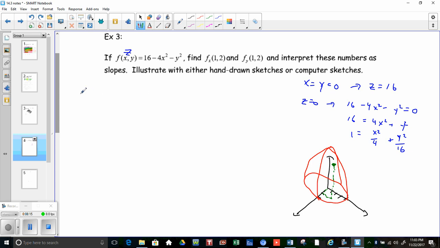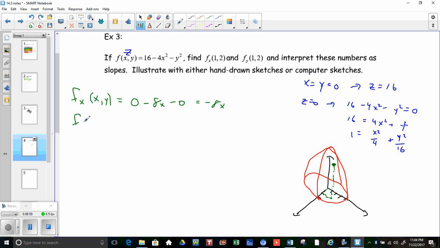So we're going to have the partial derivative of f with respect to x. So the partial of x, what that's saying is we're going to take the derivative of this thing as if x was the only variable in here. We're going to treat y like it's a constant. 16 we know is a constant, but we're going to treat y like it's a constant. And we know that the derivative of any constant is 0. So really the partial of x, when we're holding y as a constant, is going to be 0 minus 8x minus 0, which is just going to be negative 8x.